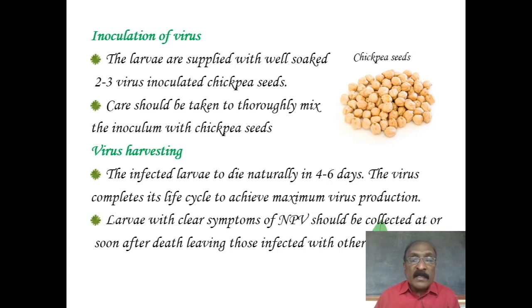Next is virus harvesting. The infected larvae die naturally in 4 to 6 days, as the virus completes its life cycle to achieve maximum virus production. Larvae with clear symptoms of NPV should be collected soon after death, leaving those infected with other pathogens.